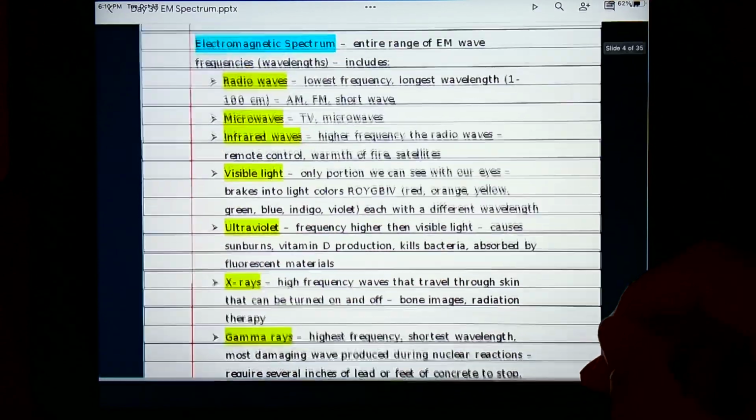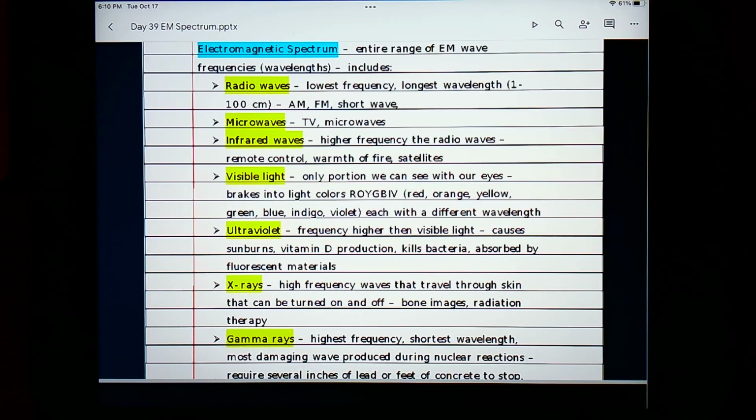So those are your spectrum. It goes from radio waves, microwaves, infrared waves, visible light, ultraviolet, X-rays, and gamma rays. Okay?